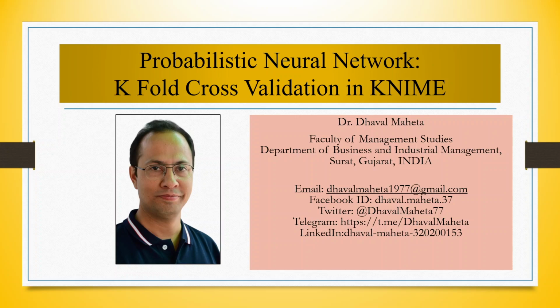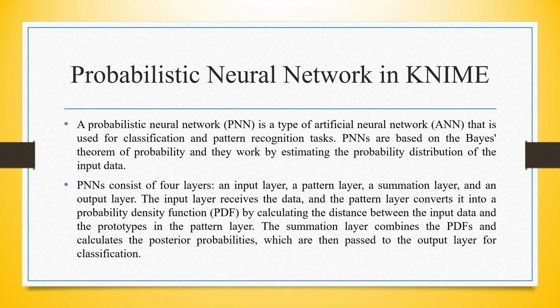Today we will discuss how to run k-fold cross-validation in probabilistic neural network in KNIME. A probabilistic neural network is a type of artificial neural network that is used for classification and pattern recognition tasks. PNNs are based on Bayes' theorem of probability and they work by estimating the probability distribution of the input data. PNN consists of four layers: an input layer, a pattern layer, a summation layer, and an output layer.